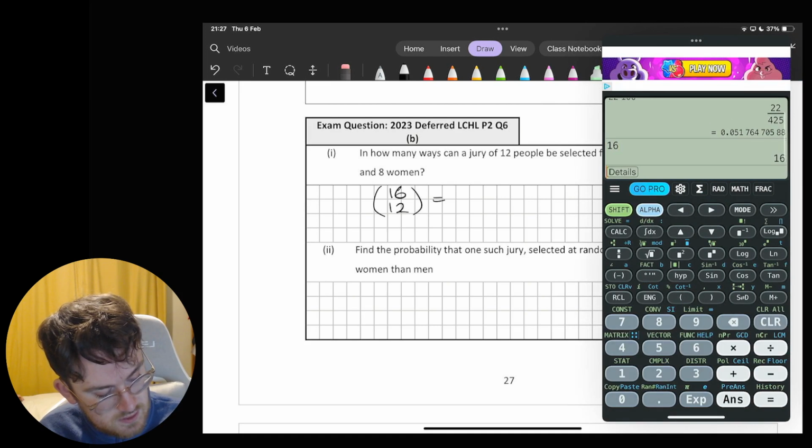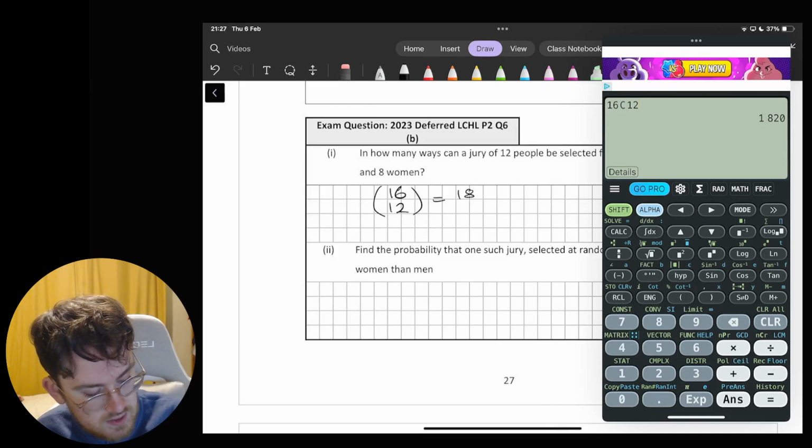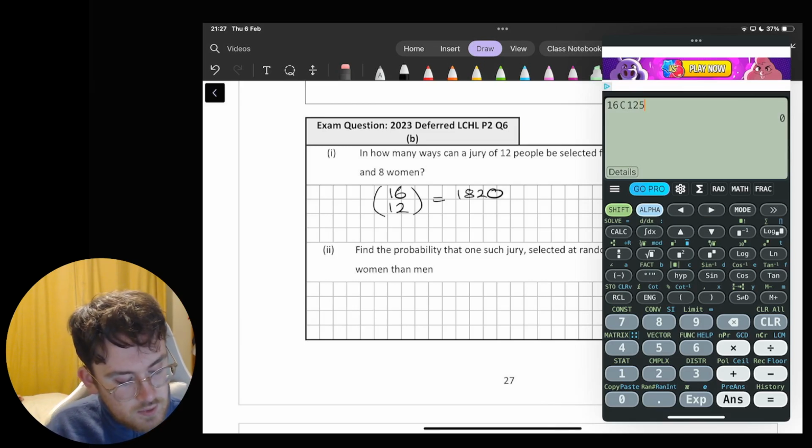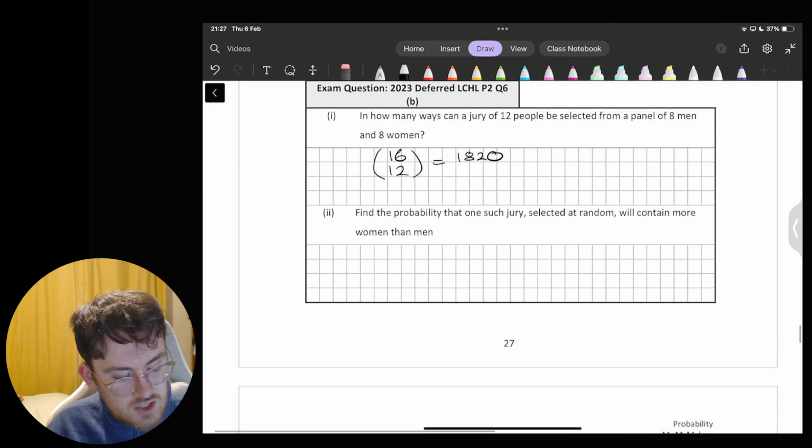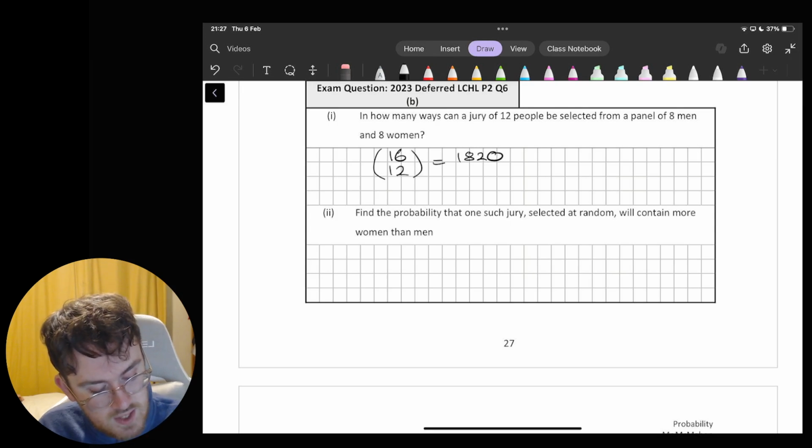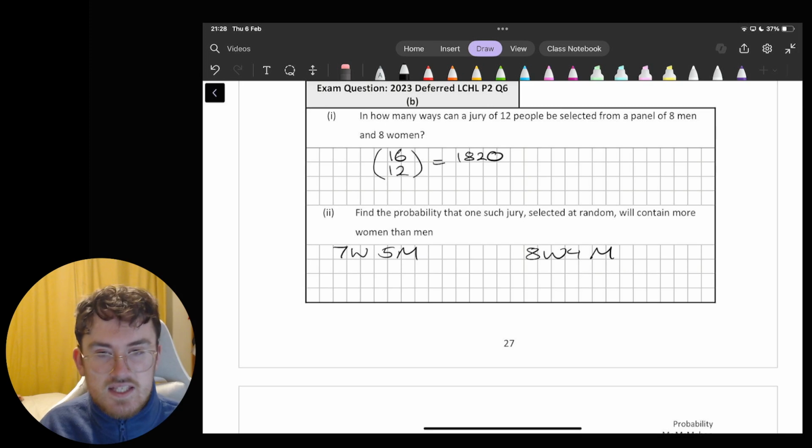So 16 choose 12 is 1820. Find the probability that one such jury selected at random will contain more men than women. So that could be, if it's a jury of 12 people, 7 women and 5 men, or it could be 8 women and 4 men. And that's the maximum we can do.